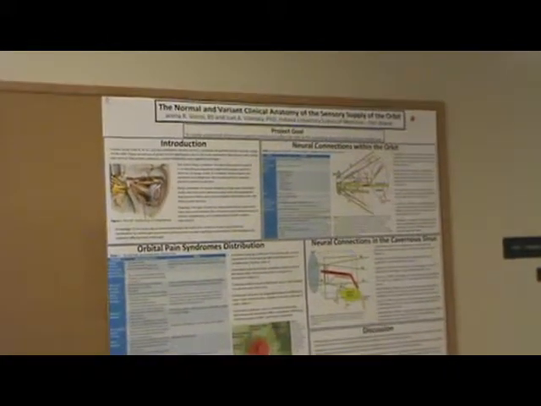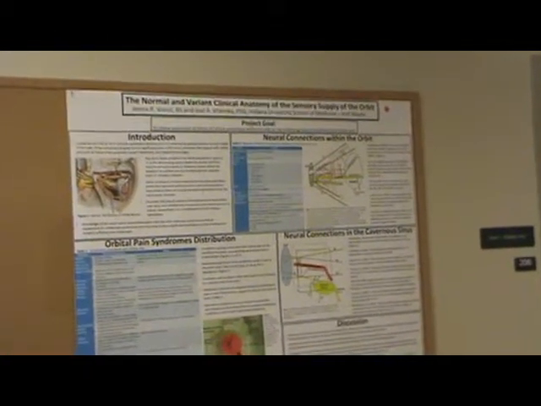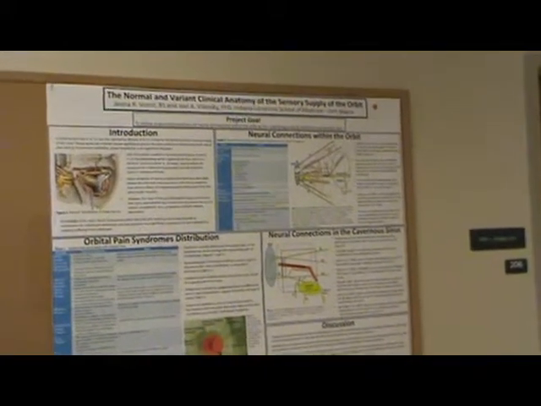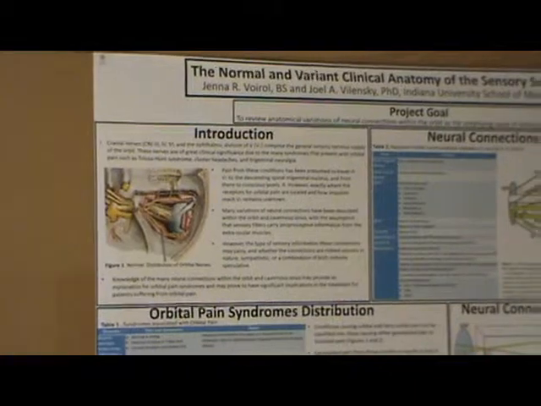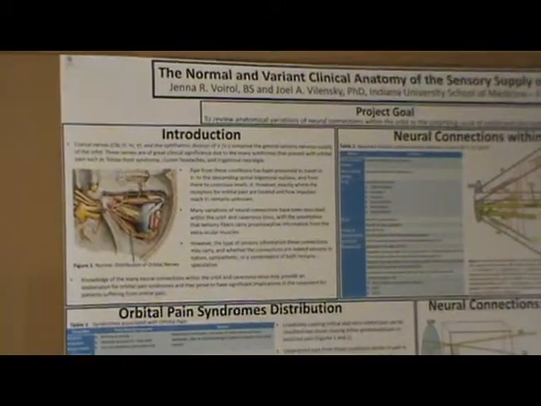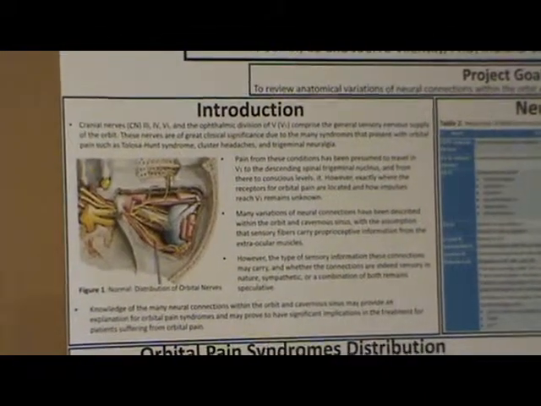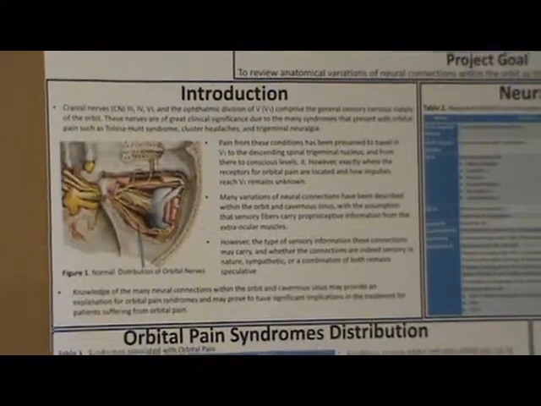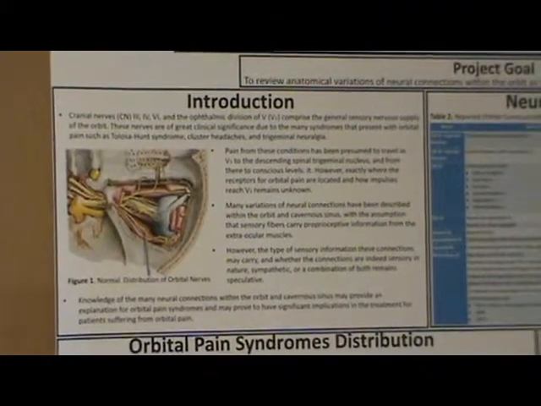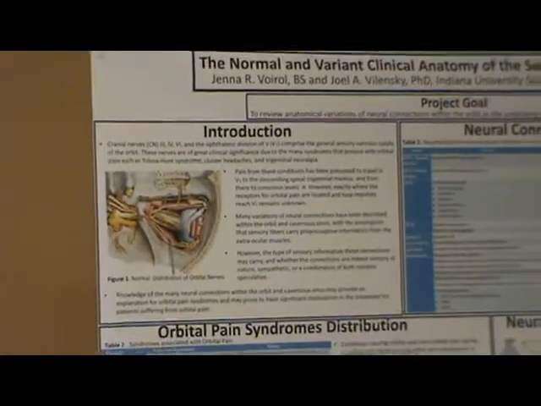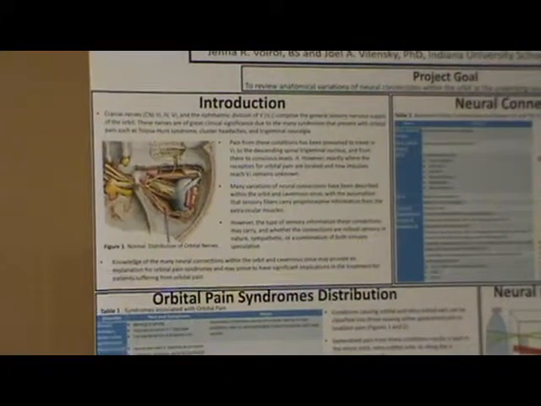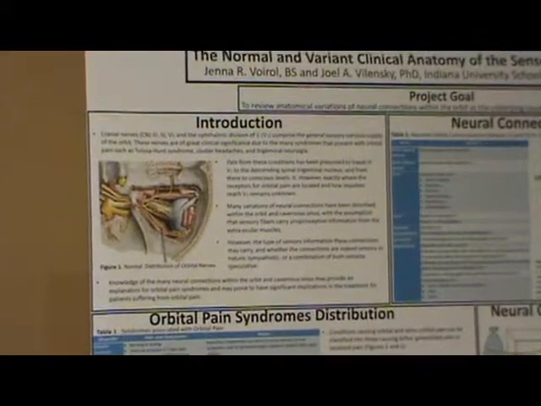Orbital and retroorbital pain are relatively common clinical conditions that are associated with such disorders as trigeminal neuralgia, cluster headaches, inflammatory orbital pseudotumor, and herpetic neuralgia ophthalmicus, thus making the nerve supplying the orbit of great clinical importance. Surprisingly, how pain from this region reaches conscious levels remains unknown.